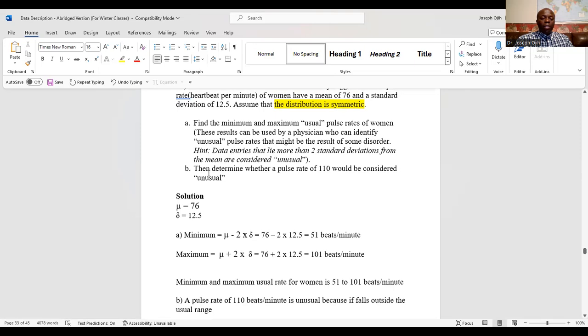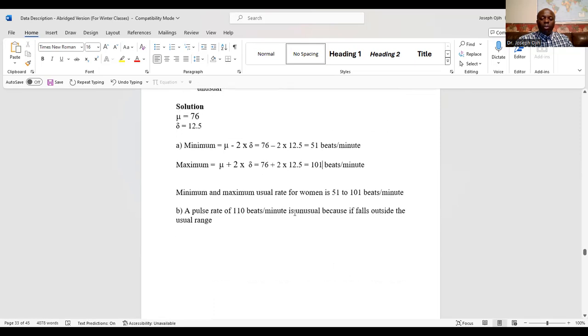Now, part B says, then determine whether a pulse rate of 110 is considered unusual. Yes, 110 is unusual because it does not fall within the usual rate for women, which according to our calculation is 51 to 101 beats per minute. Somebody who has a pulse rate of 110 doesn't fall within this interval. It's bigger than this interval. So a pulse rate of 110 beats per minute is unusual because it falls outside the range of values.